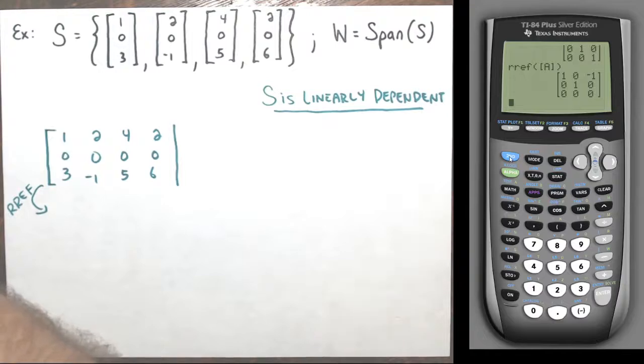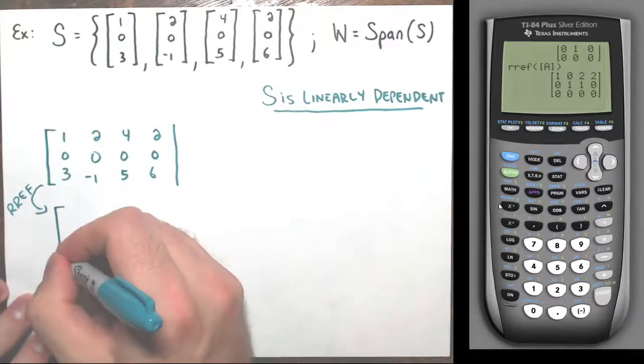All right, so again, I'm going to go to the calculator here, second matrix. I'm going to just edit matrix A again. This is a 3 by 4 this time. All right. We have 1, 2, 4, 2 in the first row. Bunch of zeros. And then 3, negative 1, 5, and 6. All right, get out of here, do the reduced row echelon form.